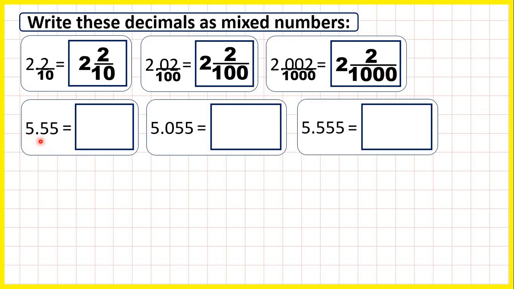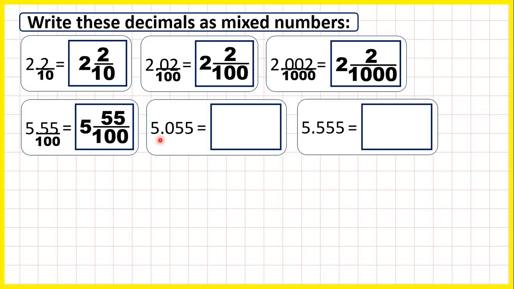Now we have 5.55. There are 2 digits after the decimal point, and the second digit after the decimal point is always the hundredths digit. So we can draw a line across from our decimal point and write a denominator of 100. So 2 digits after the decimal point, 2 zeros in 100. So that's 5 and 55 hundredths.